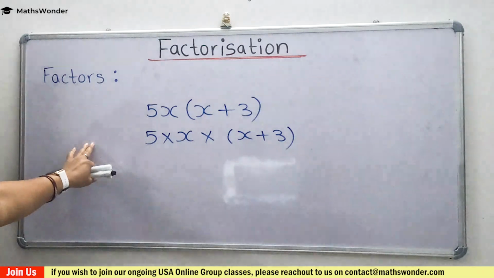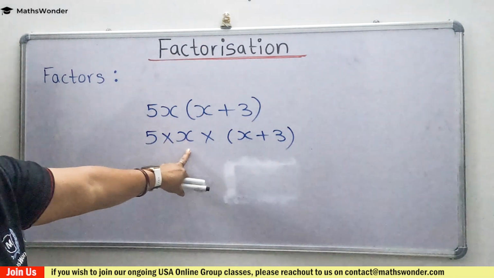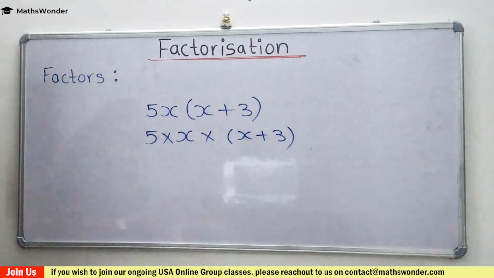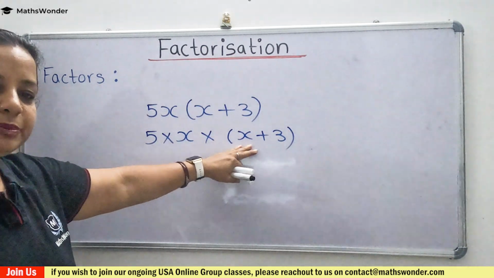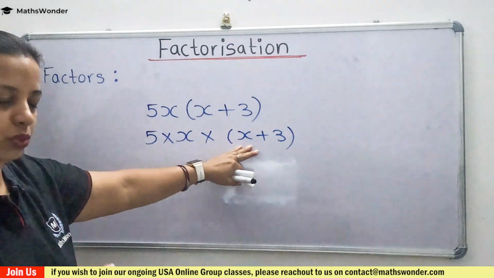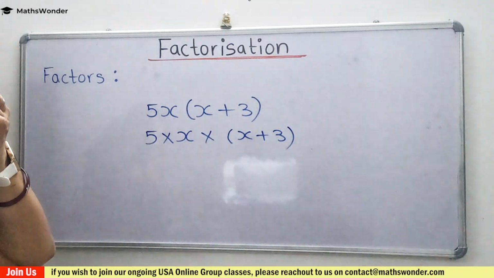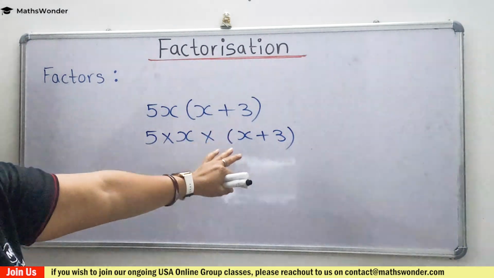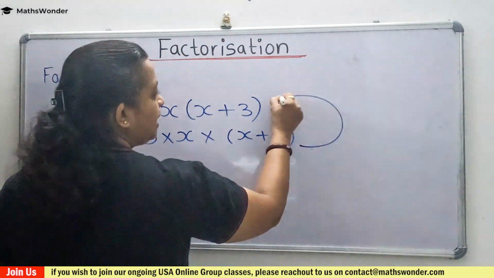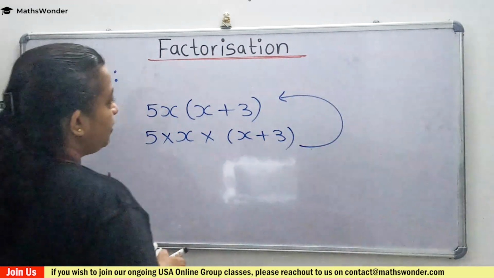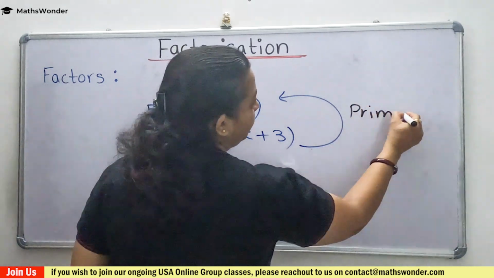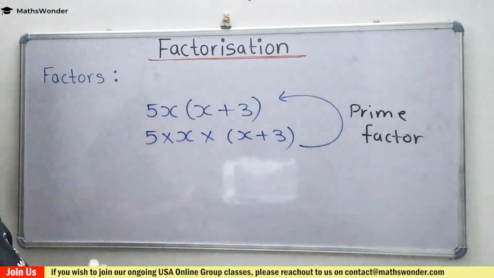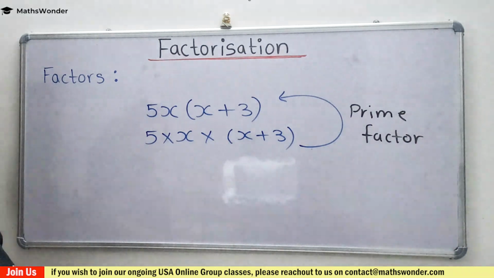So note that the factors of 5x(x + 3) cannot be further expressed as a product of factors. Can you break it more? No. This is the last breakdown, right? So 5x and x + 3 are prime factors of 5x(x + 3), because prime factors cannot be broken further, right? So this is the last.